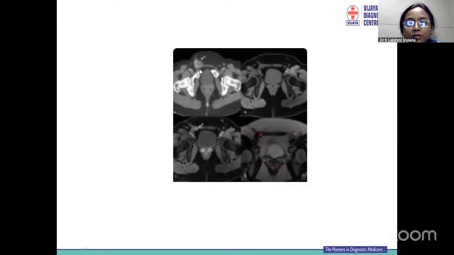This is a case of endometriosis which has turned to be an endometrioid cancer. Here we find a mass with a nodule at the periphery. This is the post-op scan, and in follow-up there was recurrence of the cancer, which is seen as an enhancing nodule at the same location.